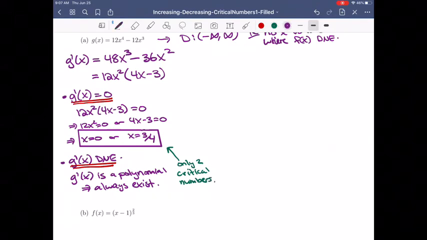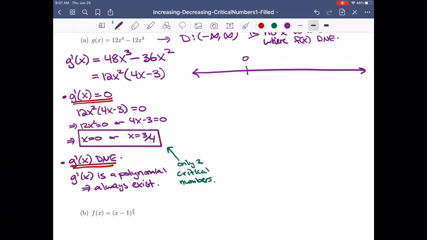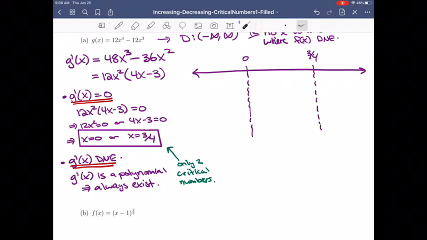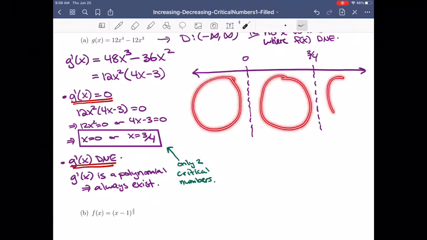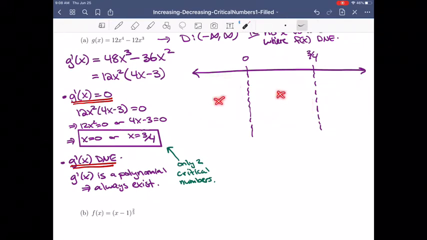So now we put them on a number line, in the right order. Okay, so I'm going to have a 0 and a 3 over 4. Now those are going to split my domain into, see, I have 3 intervals. In each of these intervals, the function is either increasing or decreasing. So all I have to do is check a point in each interval. So let's say something less than 0. Maybe I pick -1. You can pick whatever you want.